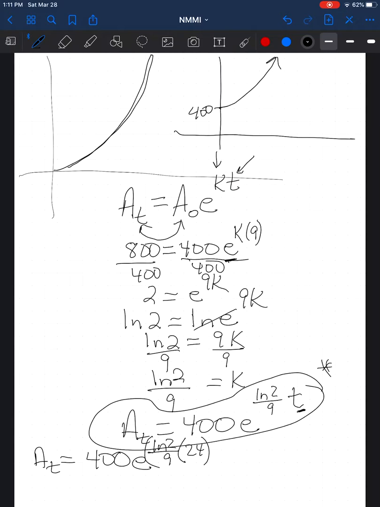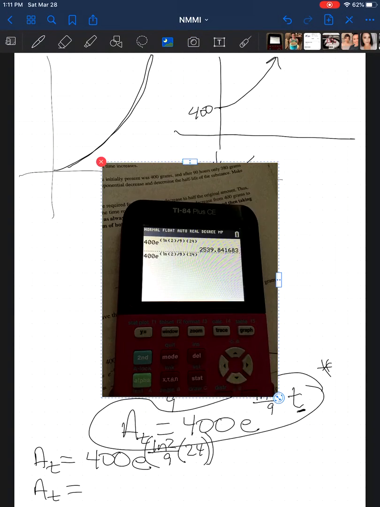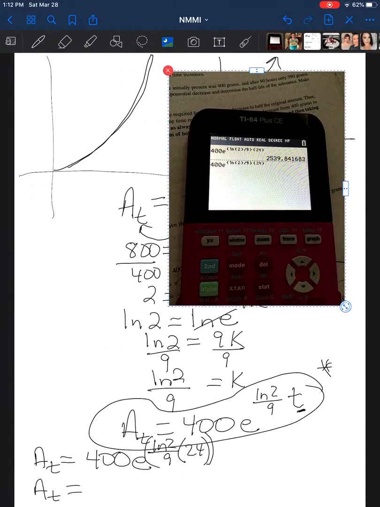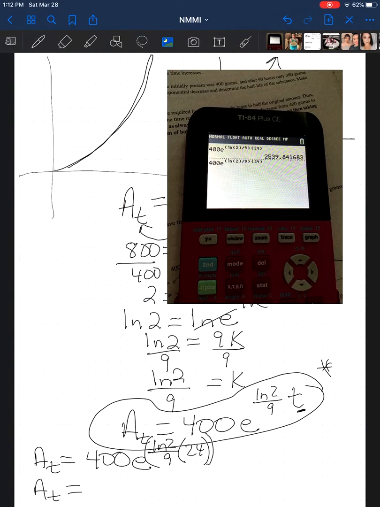I'm going to put this all in parentheses so that you realize that's what you have to put in the calculator, and I'm going to show you what it looks like in the calculator. Here I'm just going to put this up here. You can see that I typed in 400. I had to hit second ln to get this.